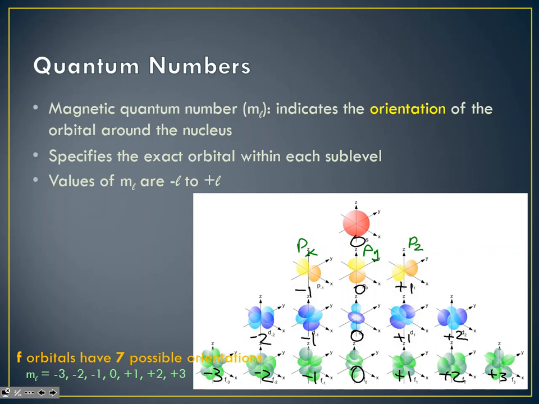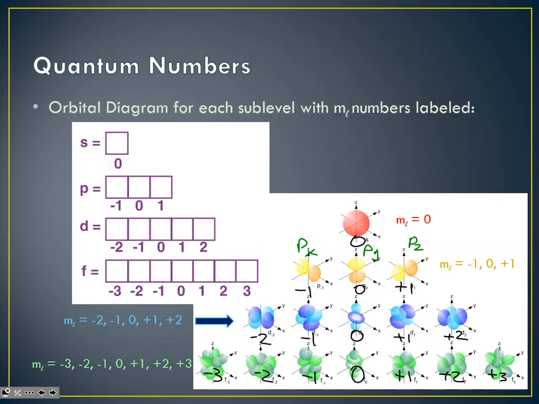This one's the hardest one out of all of them, if you ask me, to assign. But you can also look at it this way in the regular orbital diagrams with the boxes. This is how they're numbered, okay? This is the magnetic quantum number, M sub L. S's are always 0, P's go from -1 to 1, D's go from -2 to 2, F's go from -3 to 3, like so.